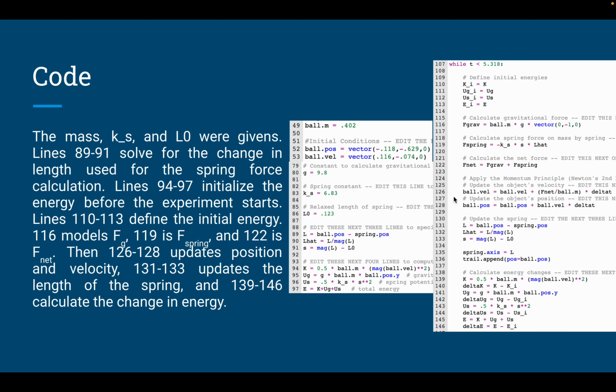And then lines 126 to 128 are position and velocity updates, and then 131 to 133 update the length of the spring in that moment in each time frame, and then 139 to 146 calculate the change in energy, which will be used to plot later.